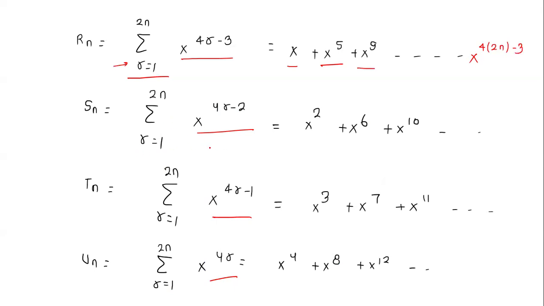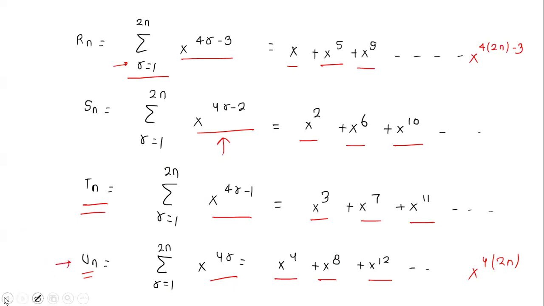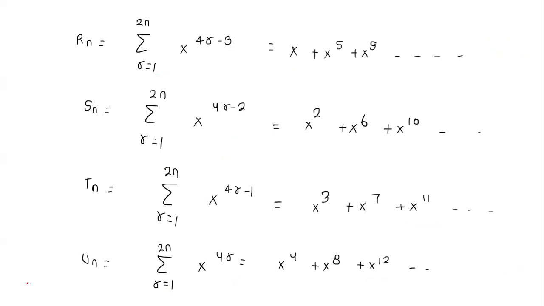Similarly, for s of n, you start putting different values of r, so you will get x square, x power 6, x power 10. For t of n, you will get x power 3 plus x power 7 plus x power 11, and for u of n, you will get x power 4 plus x power 8 plus x power 12, and so on. The last term has r equal to 2n, so it is x power 8n. So the last term is x power 8n for u of n. So now we have the expansion of all: r of n, s of n, t of n, u of n.